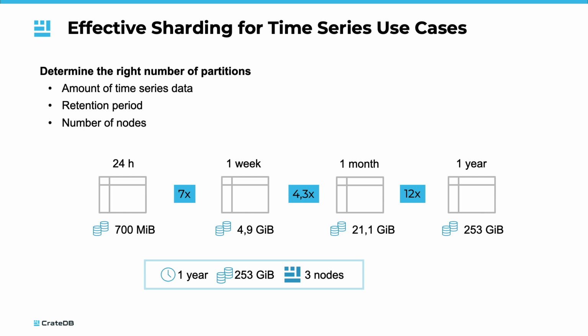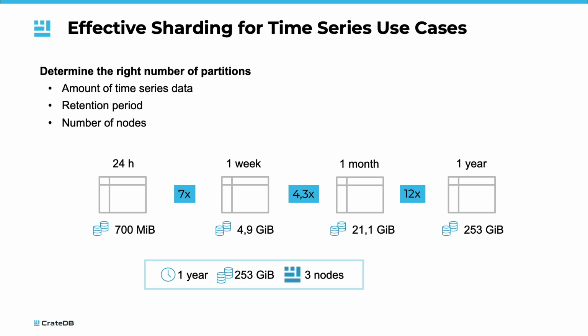That means the period of time you need to keep the data affects the number of partitions. For longer retention periods, you may need more partitions to keep the dataset manageable. 3. The size of your CrateDB cluster. That means the number of nodes influences your partitioning strategy. More nodes can handle a larger number of partitions, distributing the load and allowing for parallel processing. However, too many partitions across too few nodes can lead to excessive overhead.